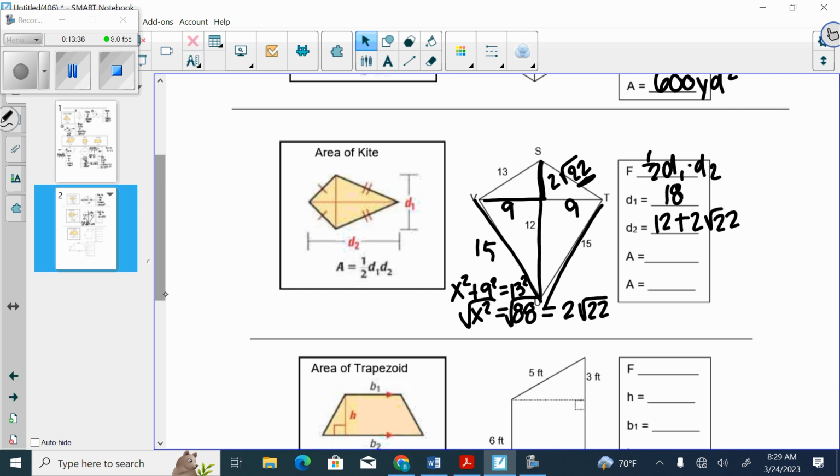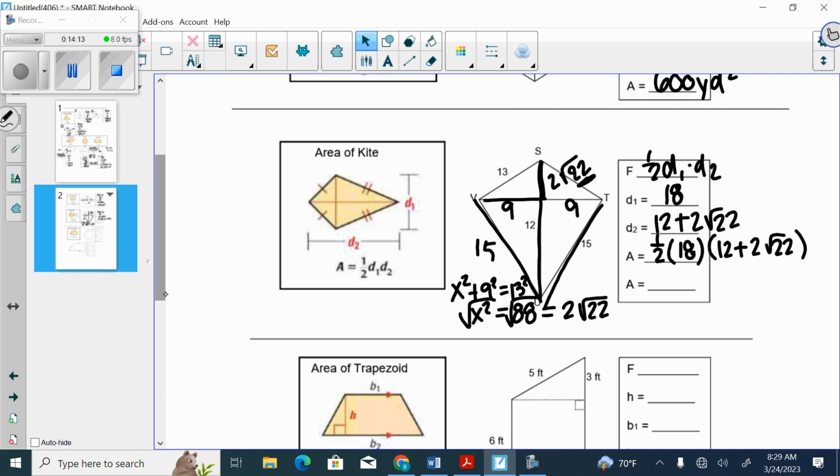So whenever we go to solve this one, because you are going to have to keep your diagonal 2 as 2 separate pieces, whenever you multiply, you'll have 1/2 times your diagonal 1, which was 18, times your diagonal 2, 12 plus 2 square root of 22. So we've got 1/2 times 18, which is 9, and then I'm going to have to multiply the 9 times both of these pieces, right? So it's kind of like distributing a 9 into this parenthesis.